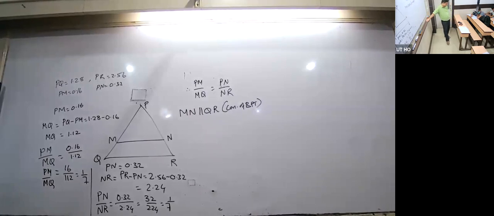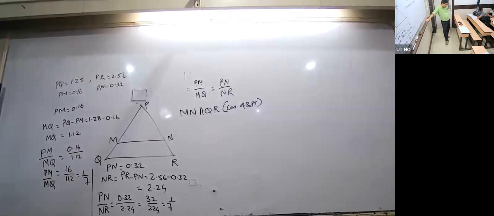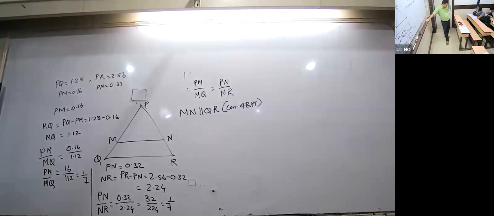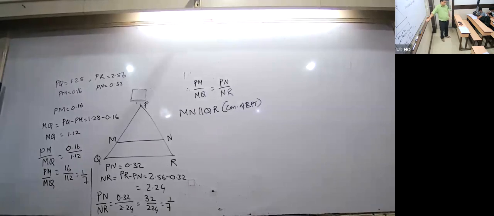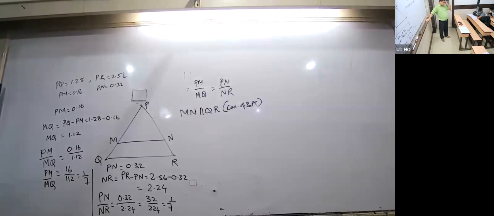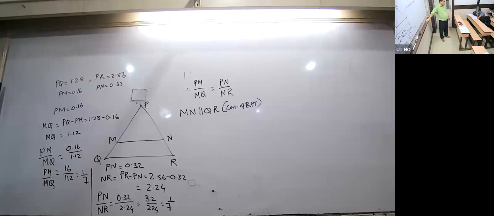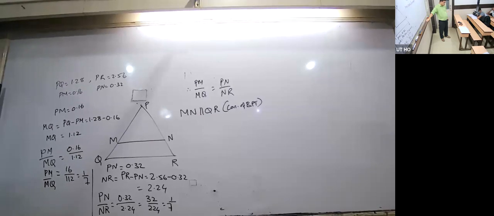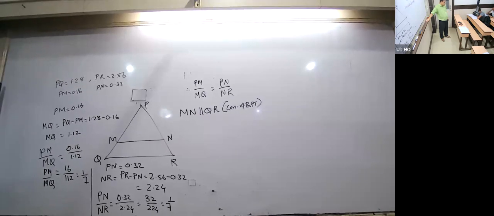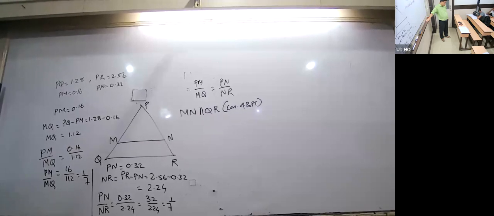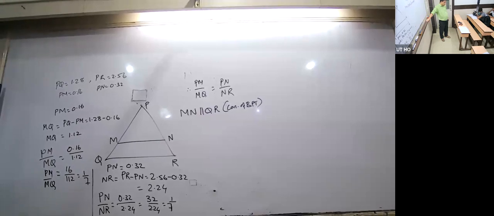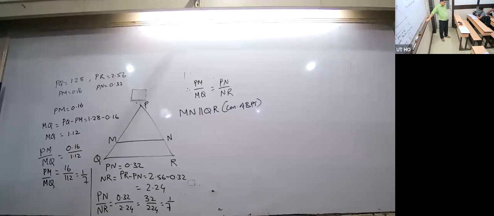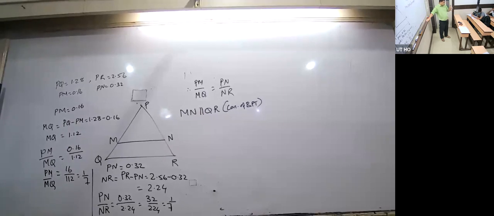CD is equal to CE because angle CDE is equal to angle CED. What do you think? What is equal to what? So he is taking the triangle.